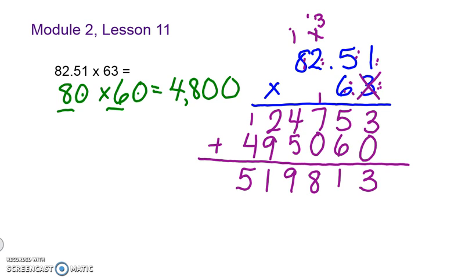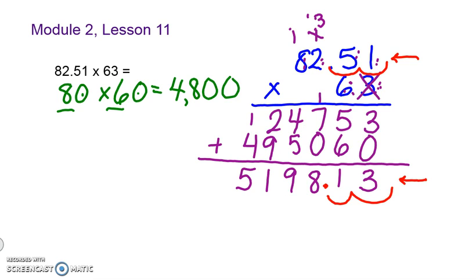Now I have my final answer, but remember I need to add in my decimal point. In my first factor, I was working with hundredths. So in my product, I need to account for those hundredths. So I'm going to look back up at my factor. 1, 2 places in, so 1, 2 places in.